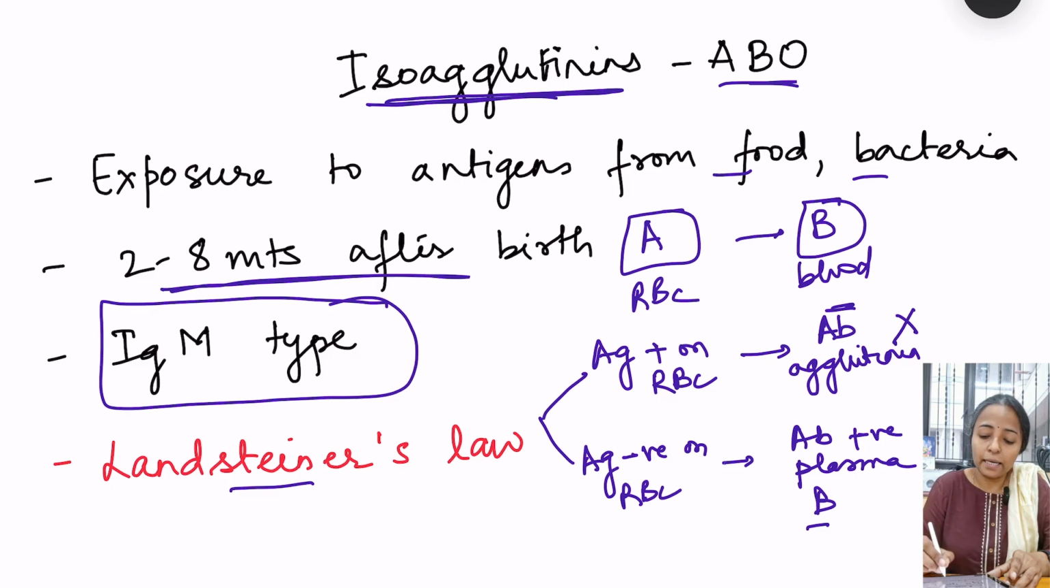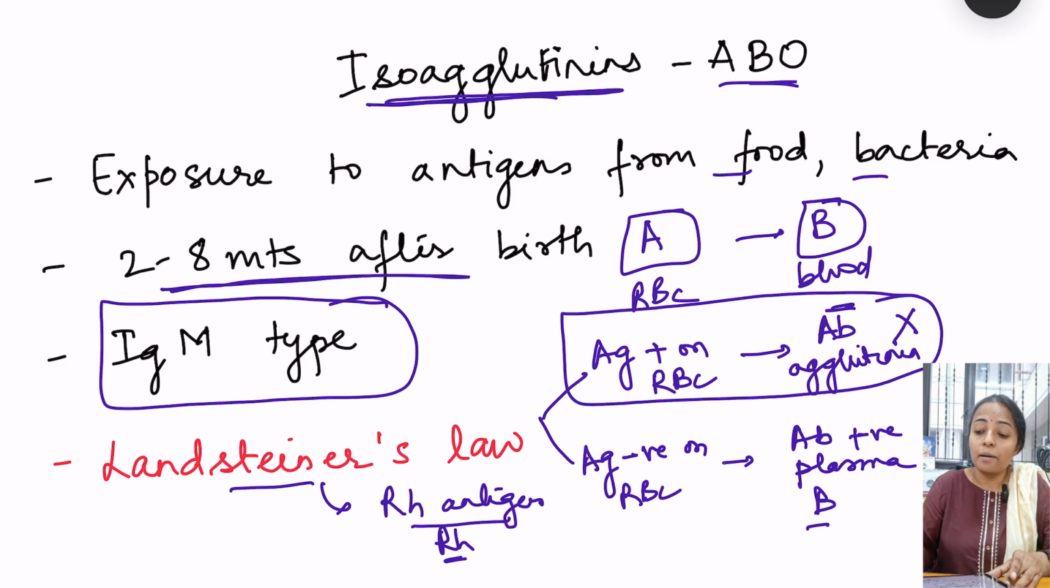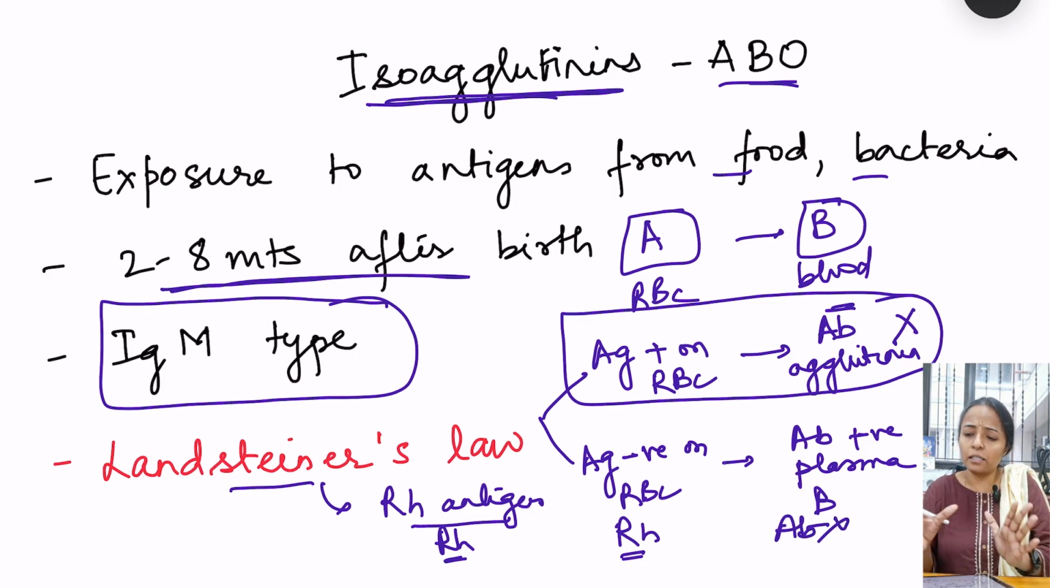But remember that Rh antigen is an exception to this law. That means if Rh antigen is present in the blood, then Rh antibody is absent. So this first component is correct. But if Rh antigen is absent on RBC, still there is no antibody present in the plasma. Understanding? Let us see it in a little bit tabular form, then you will understand it better.